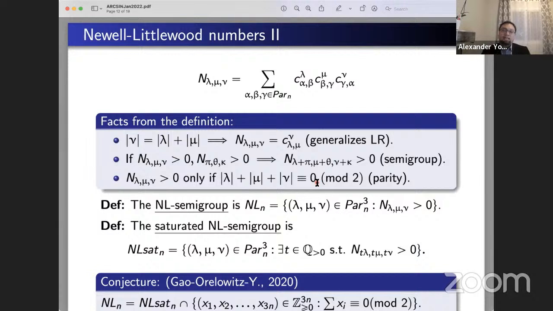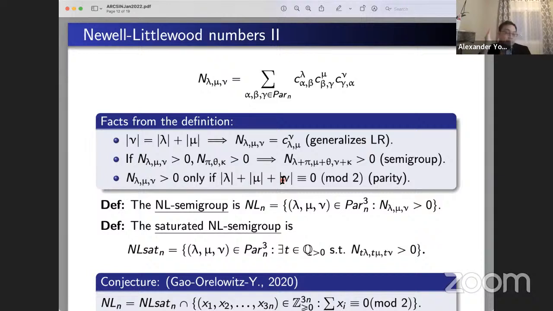There's one interesting thing that is also true from the definition: this number is non-zero only if the sum of the number of boxes is even. So there's a parity condition. Okay, so those are sort of fun things you can learn from the definition.